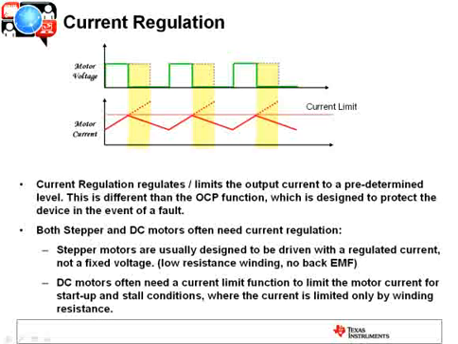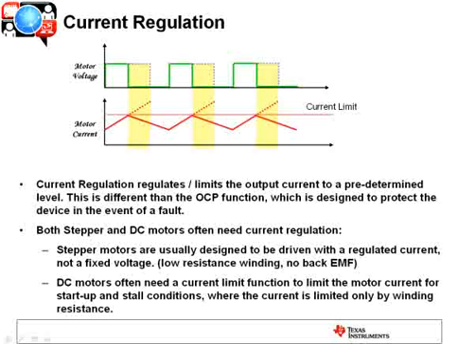Now, current regulation is very important for stepper motors. Stepper motors are almost always designed to be driven with a motor driver that has regulated current. You've got very low resistance windings, and a stepper motor doesn't have the same level of back EMF that a DC motor does. So with very low resistance windings, it's going to draw a lot of current. You've got to go in and manually limit that current.